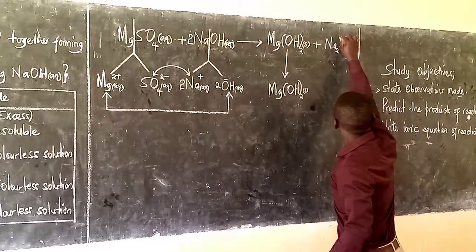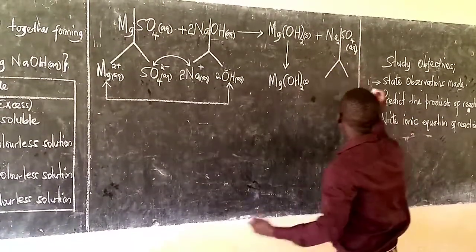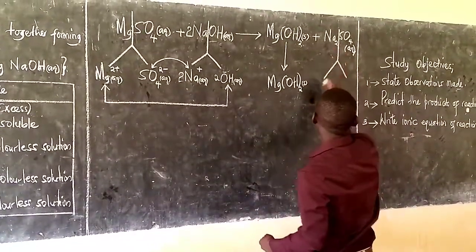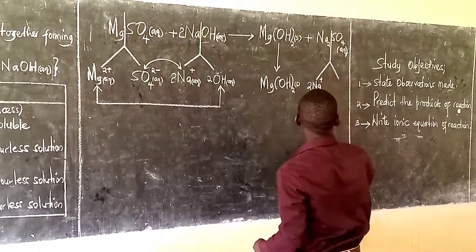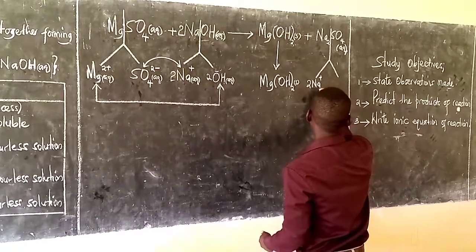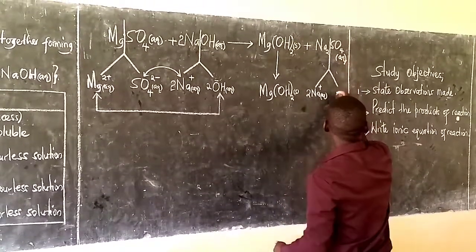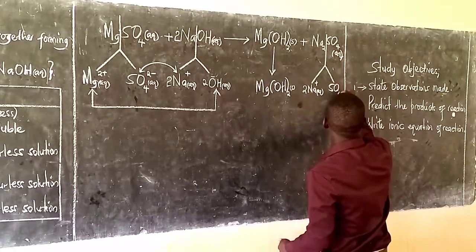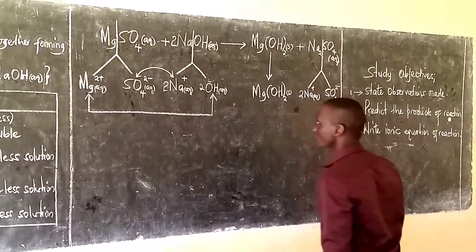Then this one comes and separates. If we separate it, what do we come up with? There are 2 sodium atoms. So in solution, we shall have 2 sodium ions. This is also aqueous. I have it there. Then we have the other side of the sulfate, which is the sulfate ions. And that is what we have.